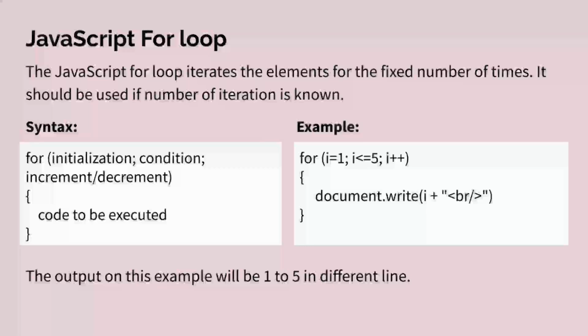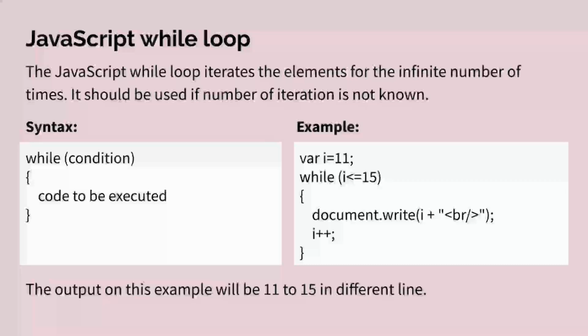Let's talk about the first loop for the day, that is the for loop. The JavaScript for loop iterates over elements for a fixed number of times. This loop should be used if the number of iterations is known. The syntax of the for loop is for, in parentheses, initialization, second is condition, and third part will be increment or decrement of the loop counter. The example is shown on the screen.